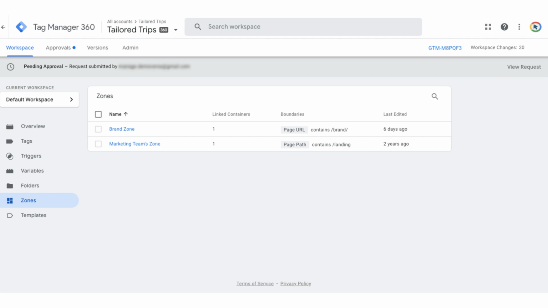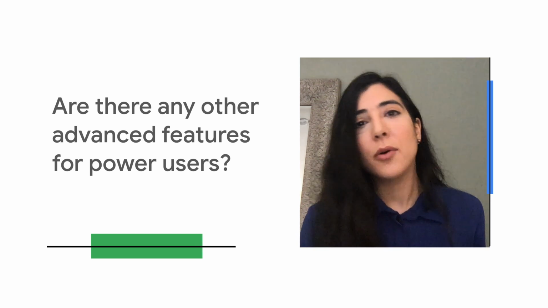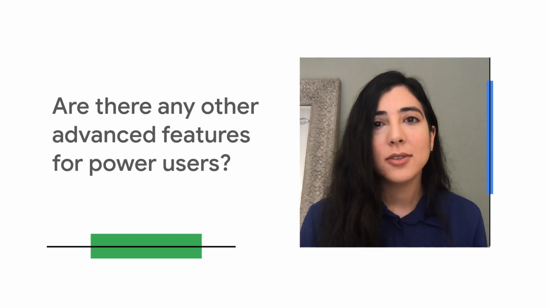So for example, you could be working with your marketing team and an agency and only give those teams the ability to publish tags on your website on marketing pages that you specified. Are there any other advanced features for power users that people should know about?